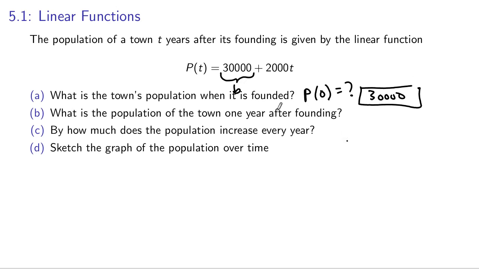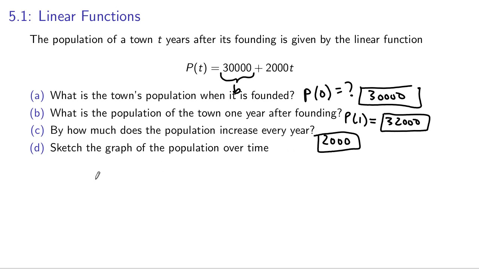What is the population of the town 1 year after being founded? So what's p(1)? Well, it'll be 30,000 plus 2,000, 32,000. By how much does the population increase every year? Well, each year we have 2,000 more people. That's our rate.